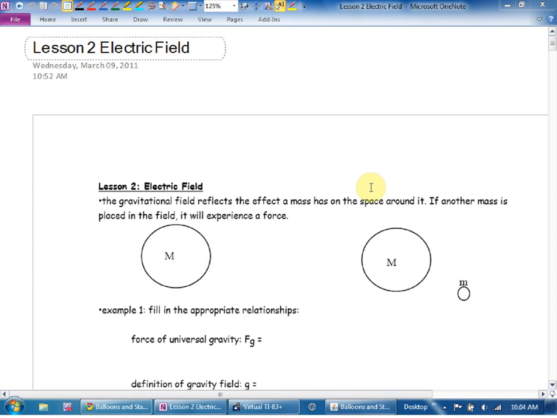Too slow. Tyler, same but negative. Okay, that's why we call it the elementary charge. It's the charge on a proton or an electron.